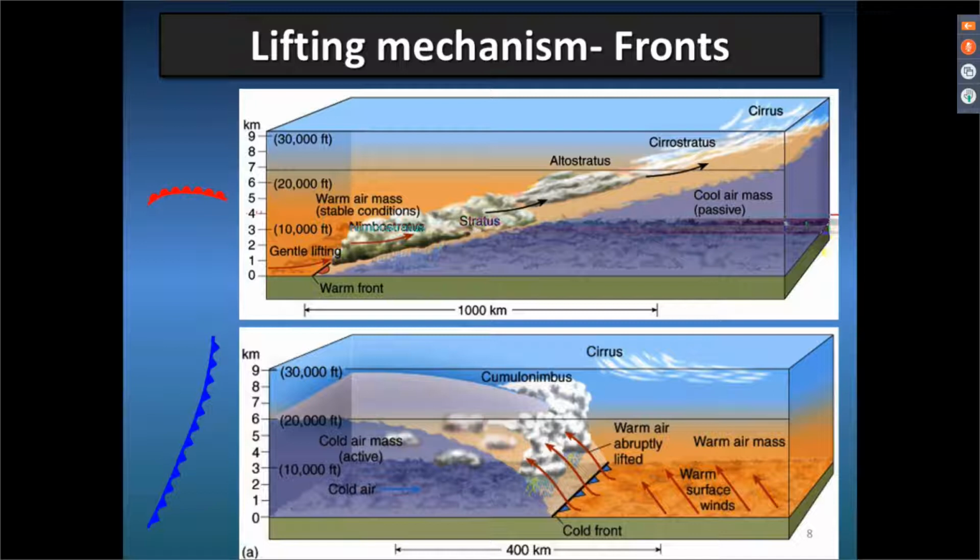And a warm front is kind of the opposite of that. It's warmer air being lifted up and over colder air at the surface. So they kind of work in opposite ways. And again, with the warm front, the warm air is less dense than the cold air, so it'll go up and over the cooler air at the surface.